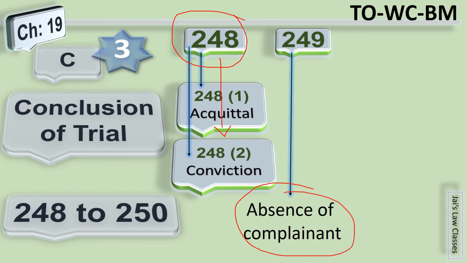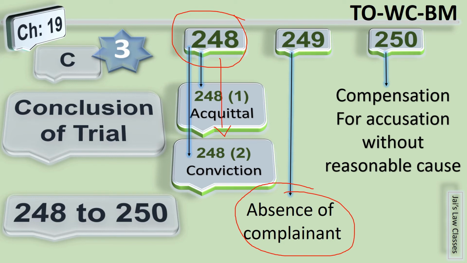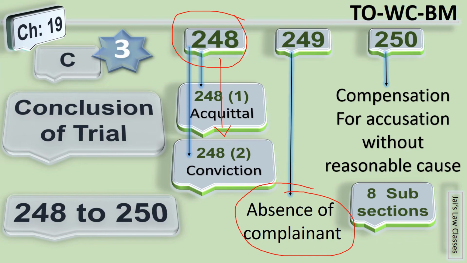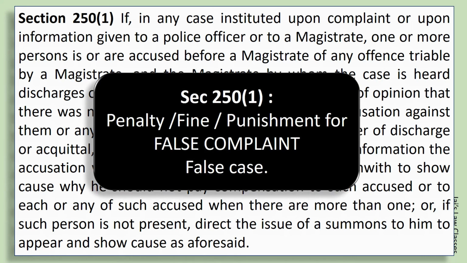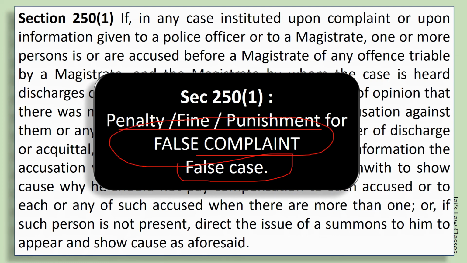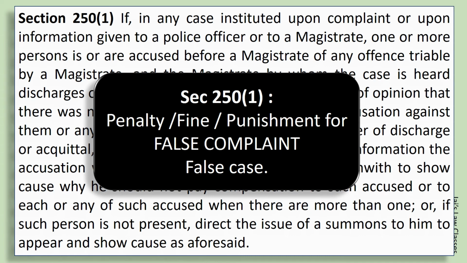Now we come to section 250. Compensation for accusation without a reasonable cause. It has 8 subsections. It's very easy and we'll cover it very quickly. Section 250, subsection 1. Before I begin, let me inform you, you can also say that this is regarding penalty, fine or punishment for making a false complaint or a false case. And this is not limited to a complaint to a magistrate only, as this chapter says.